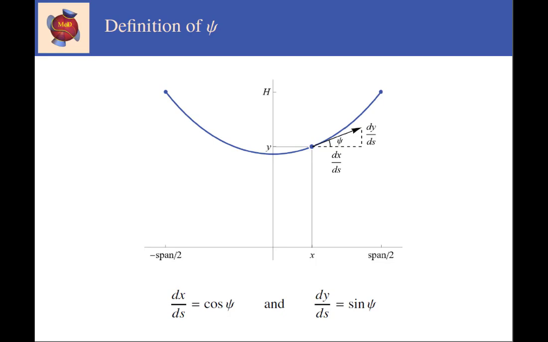Let's let psi be the angle that a tangent vector makes with the horizontal. So psi is positive for positive x and negative for negative x. We also see that dx/ds is the cosine of psi and dy/ds is the sine of psi.